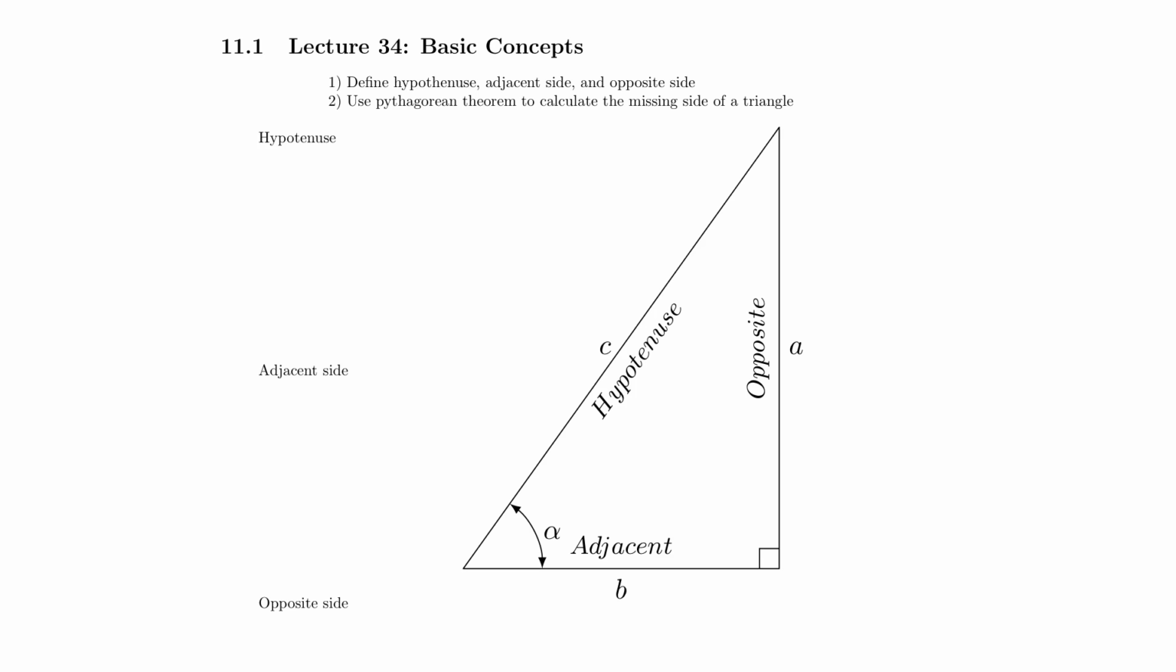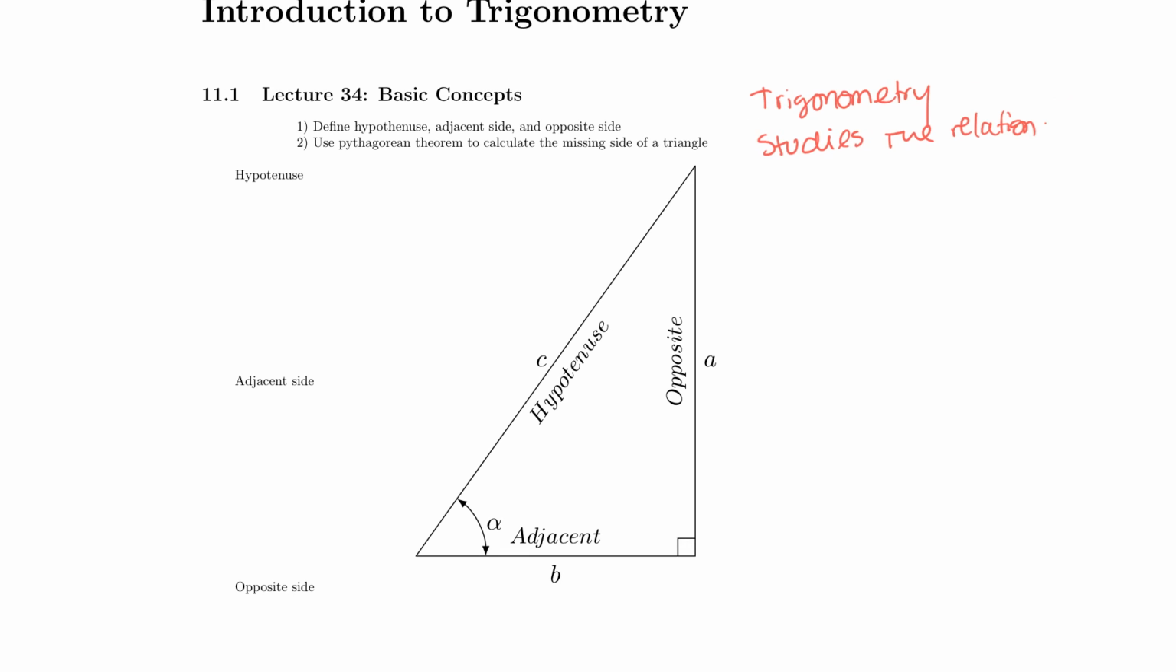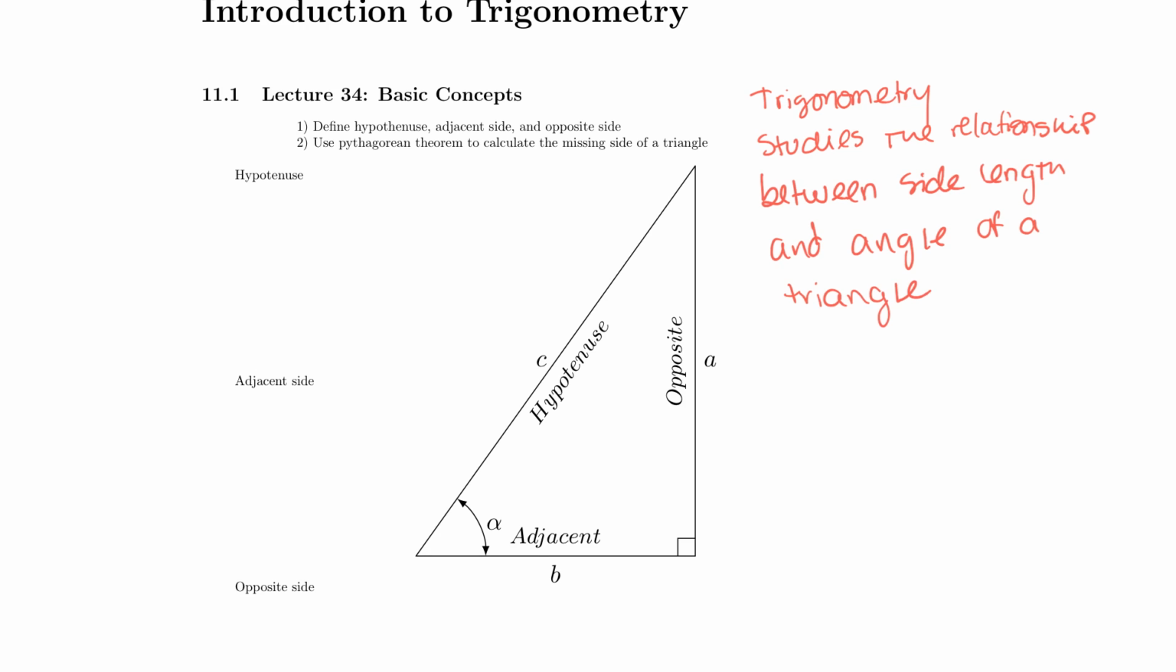The first thing we need to know is that trigonometry is the part of mathematics, or in this case, geometry as well, that studies the relationship between the side length and the angles of a triangle. Okay, so let's write that down. Trigonometry. Okay, so as that definition says, we are going to work with triangles only.